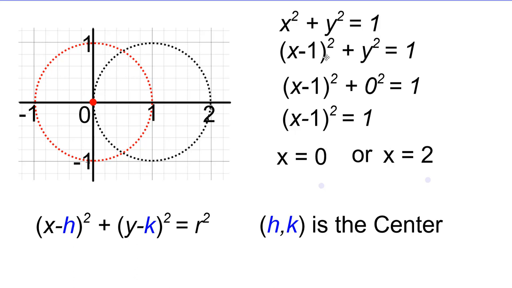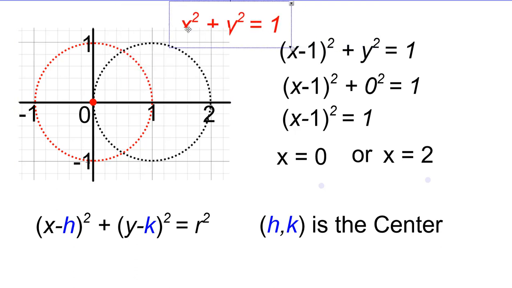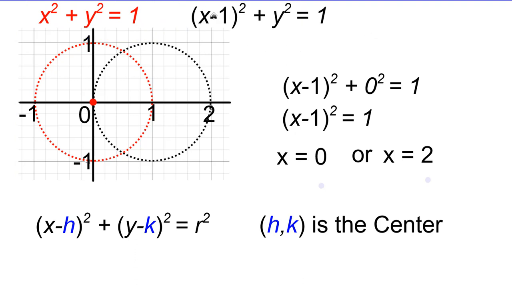So what changed? Well, when we took this graph here, the circle, from x squared plus y squared is equal to 1, and then I moved it over to the right one, how did that change our equation? Well, let me change this to red so you can pair those up. Our equation went from x squared plus y squared is equal to 1 to x minus 1 squared plus y squared is equal to 1 for the black one here. So what's changing? We went from x squared to x minus 1 squared.